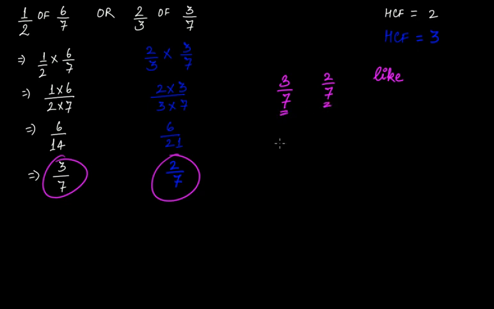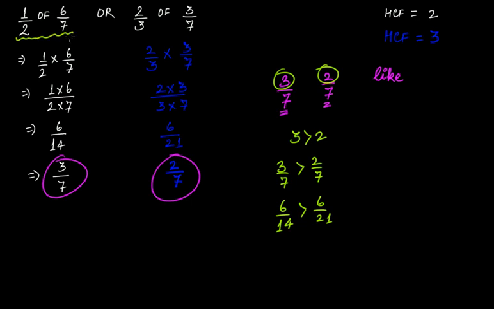The denominator is the same. You need simply to compare the numerators. 3 is greater than 2. It means what? 3 by 7 is greater than 2 by 7. It means that 6 by 14 is greater than 6 by 21. That is this one. It means that this multiplication is greater than this multiplication.